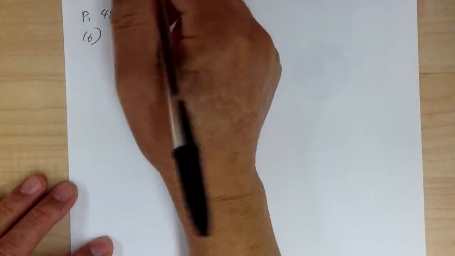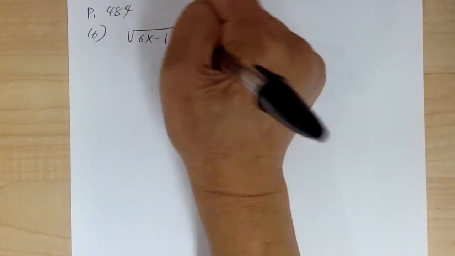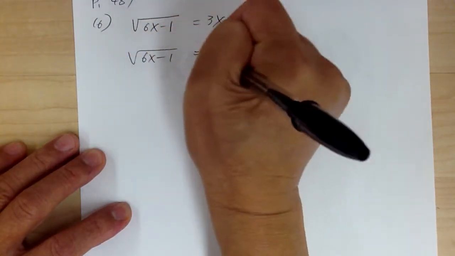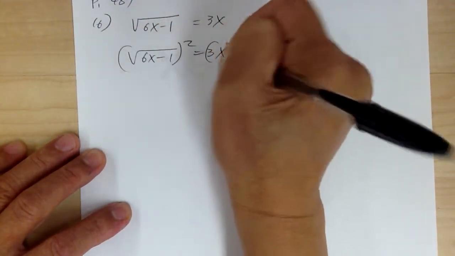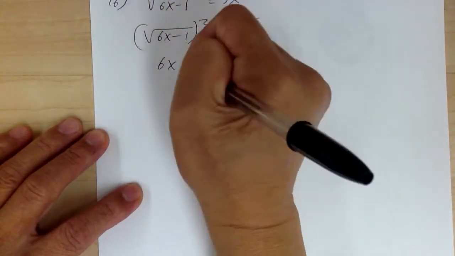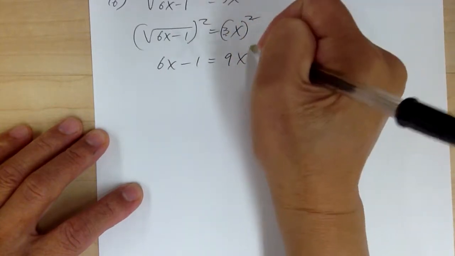Okay, number 16, you have square root of 6x minus 1 equal to 3x. So write it one more time. Square both sides. So square root cancel out. So you got 6x minus 1. This one square, so 3 squared is 9. X squared is x squared.